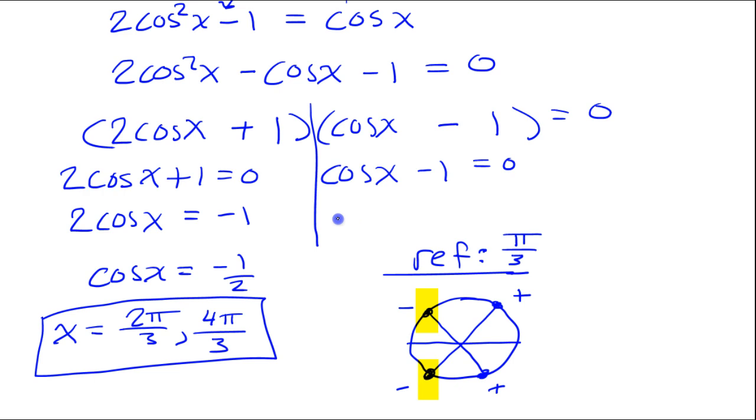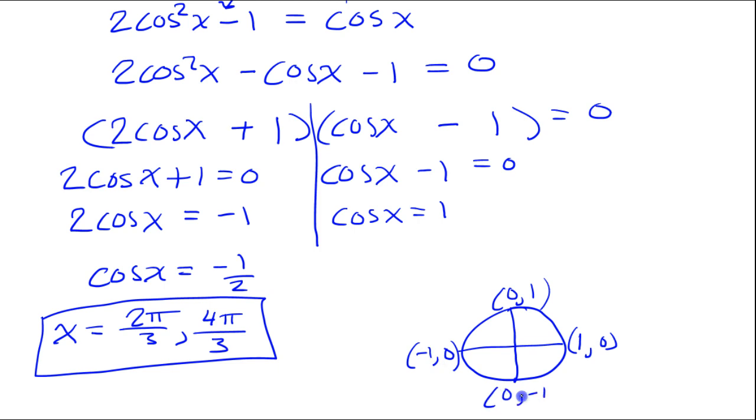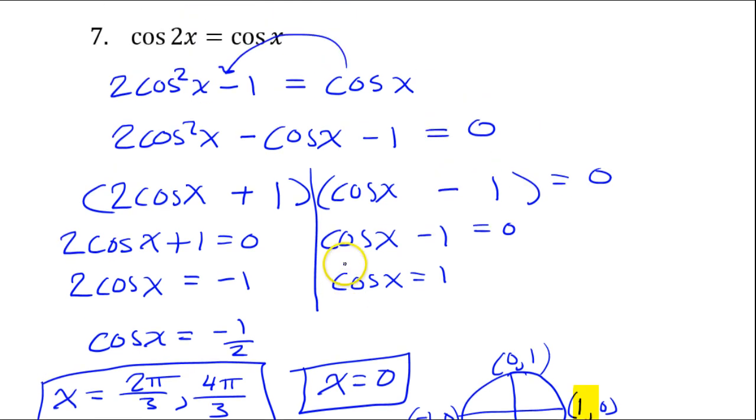Now, what about this other one? Adding 1 to both sides, I get cosine x is equal to 1. So cosine of what angle is equal to 1? Well, we're talking about quadrantal angles now. This is (1, 0), (0, 1), (-1, 0), and (0, -1). Cosine is an x value on the unit circle, so where is the x value equal to 1? Boom! That's the only angle that has the x value 1, and that's angle 0. So I'm going to have x equals 0 in addition to the other 2. So these are the three solutions to problem number 7.